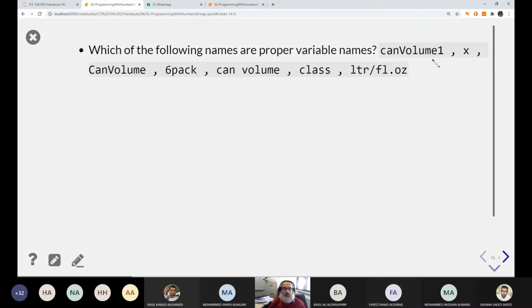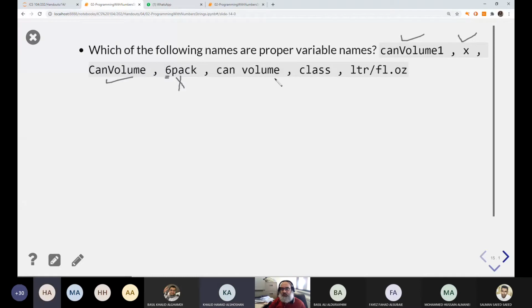Can volume 1. Yes, proper. So this is proper. Okay, X. Proper. Yes, because it starts with a letter. Okay, can volume. Yes, it is proper. Six pack. No, not correct. Why not? It starts with a digit. It starts with a number. It starts with a digit, right? So this is not a proper variable name. Okay, can volume.